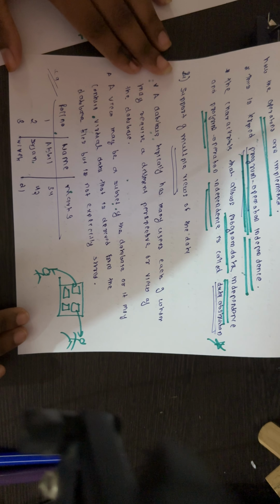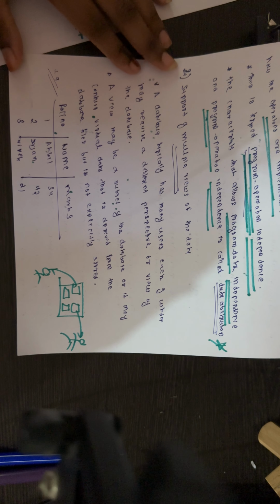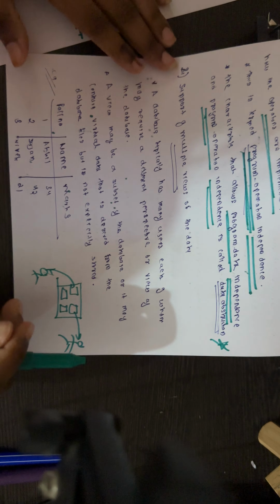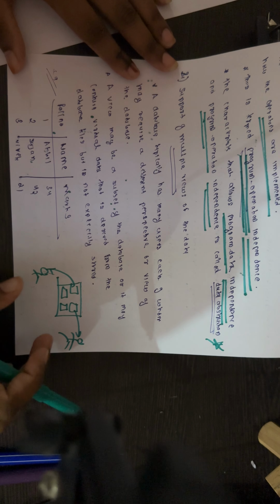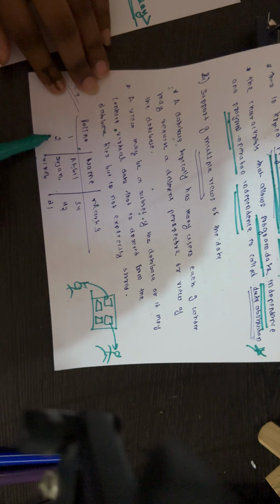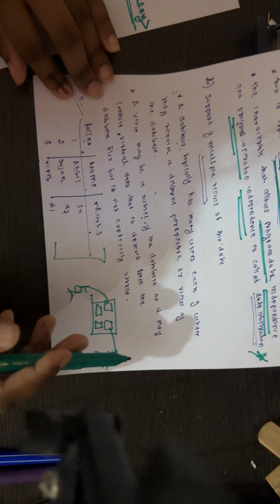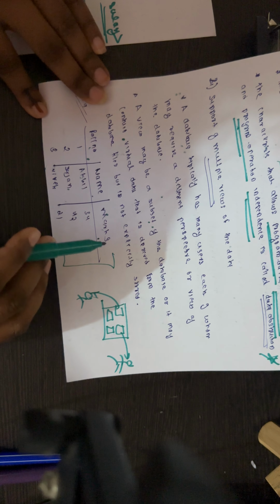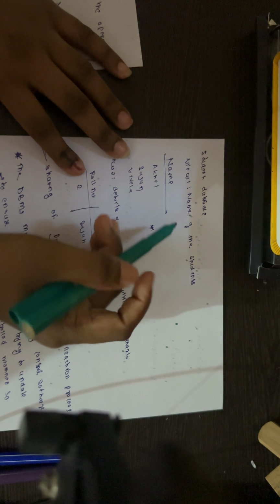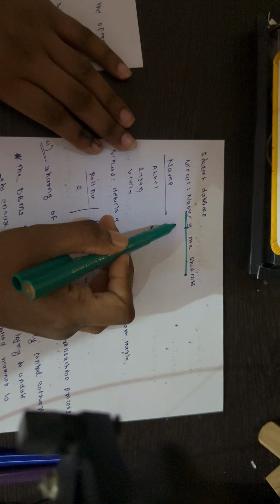So the support of multiple views means that different users have to see different views of the same database. If you consider this example, this is one table of employees which contains roll number, name and marks. The first user wants to see only the name part. So the first user sees view one, which is the names of the students.